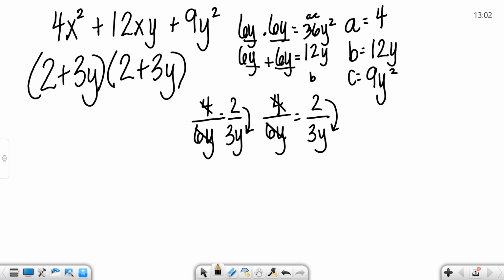Now, you could have done that grouping. You're still going to end up with the same thing. Notice these say exactly the same things. So we're going to rewrite it as 2 plus 3y squared.